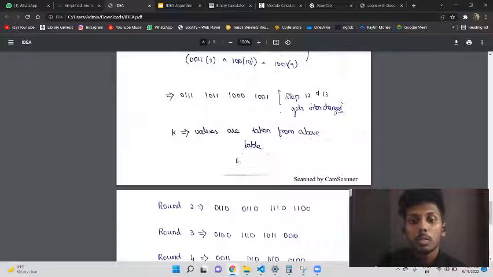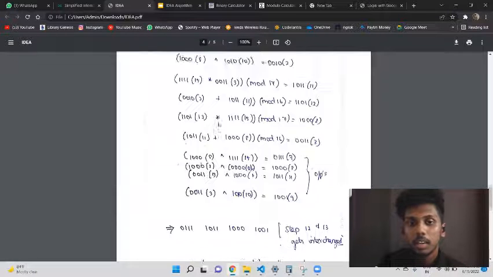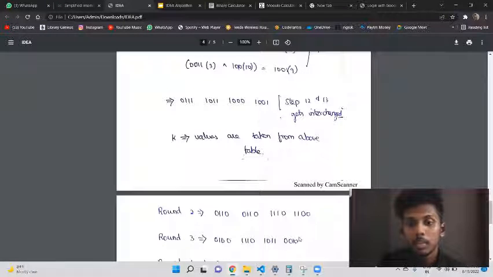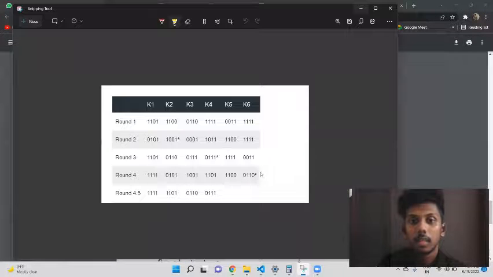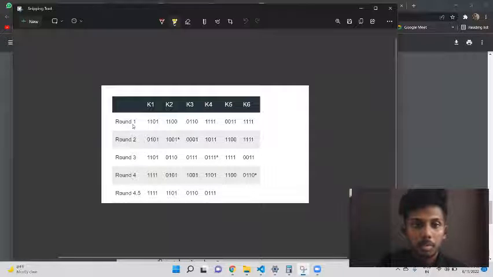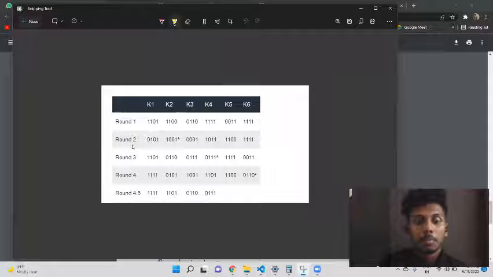You might have wondered where the K value comes from. The K value comes from the above table. This is the table which the K values come from. For round 1, this is the K value. For round 2, we'll be taking this K value. Then round 3, round 4, and the half round.